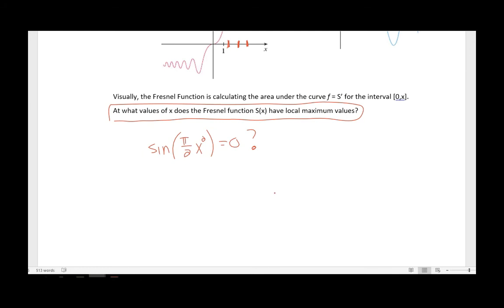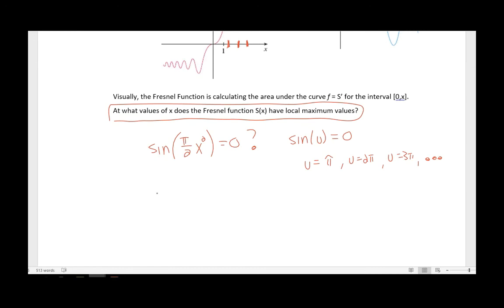Let me write it this way. Let's say I have sine of u equal to 0. When will sine be 0? Well, whenever the inside is some integer multiple of pi. So if we think of sine of pi, or sine of 2 pi, or sine of 3 pi, and so on and so forth. Whenever the inside of the sine function is an integer multiple of pi, then the derivative will be equal to 0.